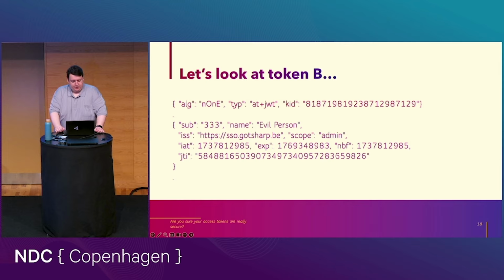But we see someone crafted a token and said, hey, I'm going to set algorithm to none. I can do whatever payload, and then I don't need to sign it. So let's see if that token got accepted. And apparently, it got accepted by the API. And it should have been rejected by the validation library.